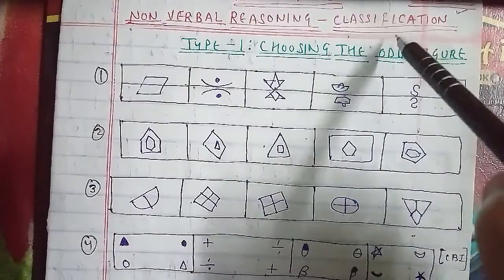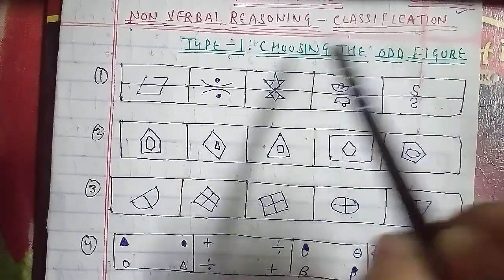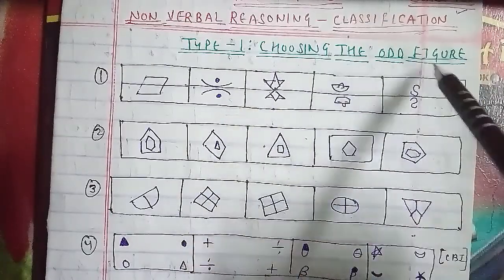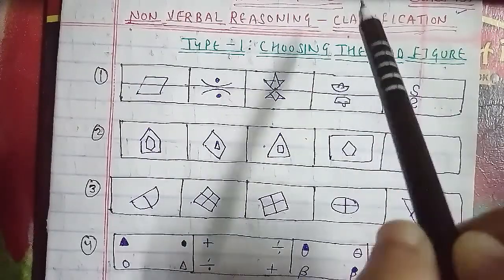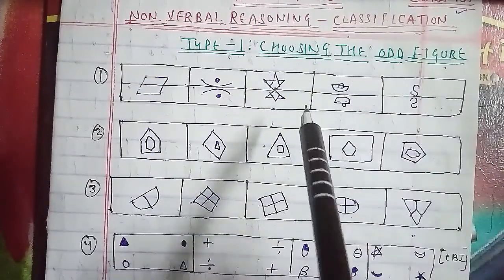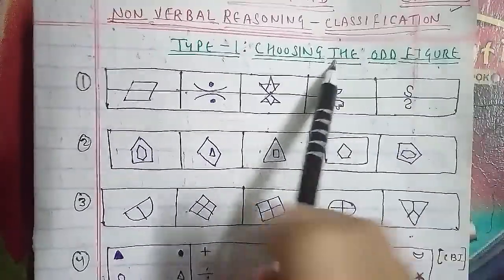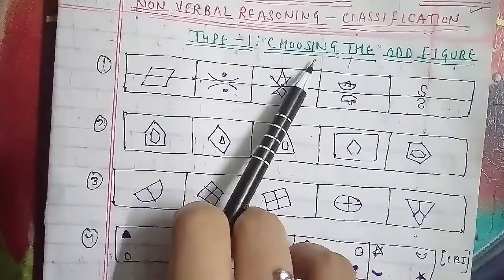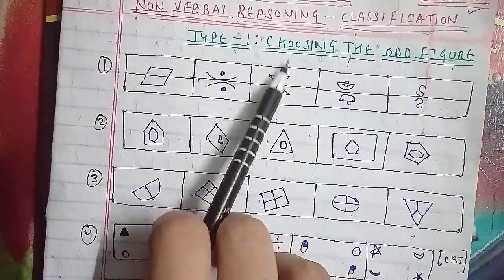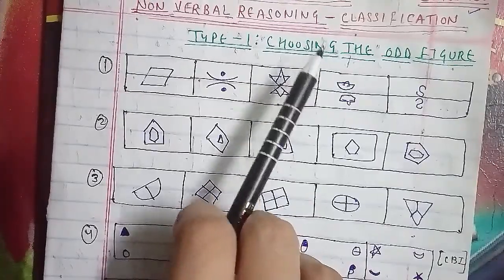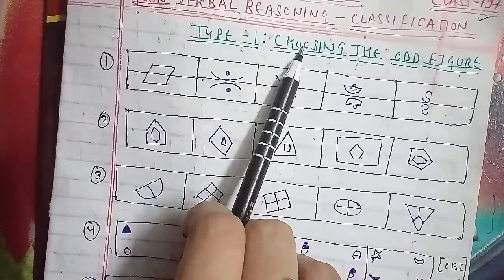Before starting with this topic, we have to understand what classification is. In this chapter on classification, we deal with problems of the odd man out type. In such problems, we are given a set of figures such that all except one have similar characteristics or features. We are required to select the figure which differs from all other figures in a given set, and several other types of problems based upon classification are also discussed in detail in this chapter as well. Now we'll discuss type 1, which is choosing the odd figure here.